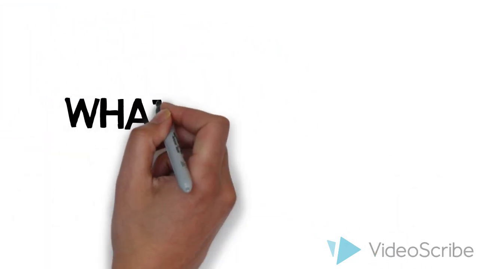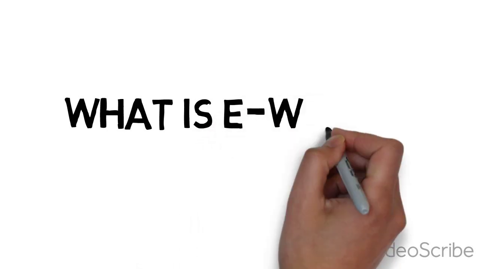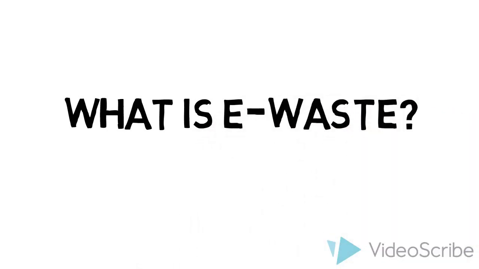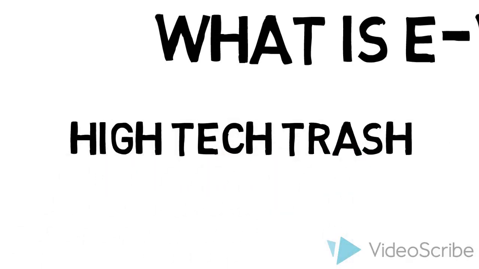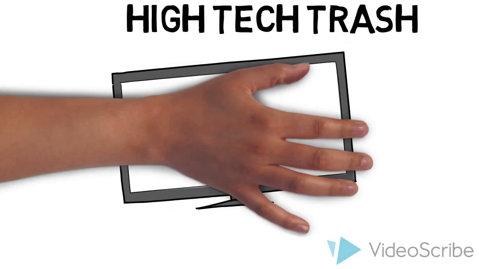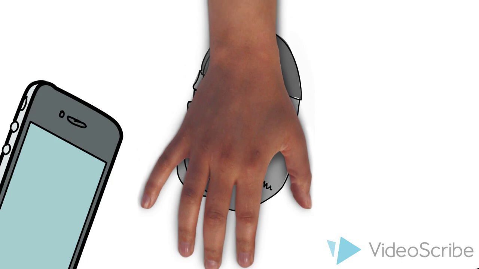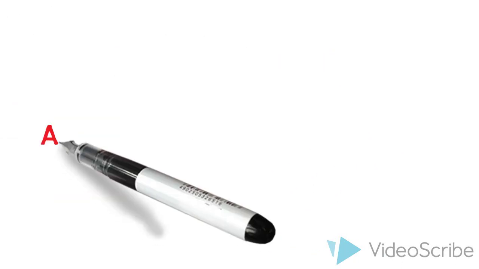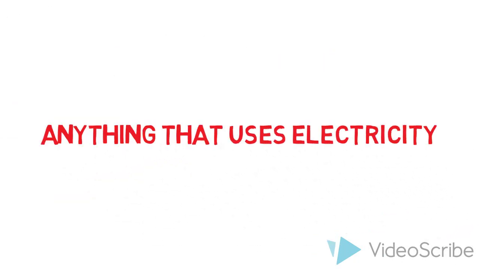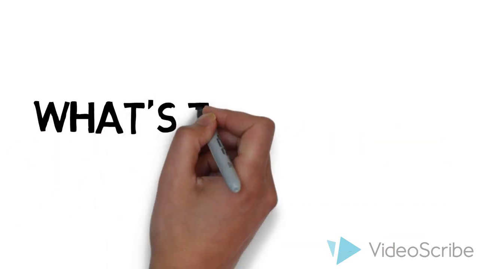So, what is e-waste anyway? Short form for electronic waste, e-waste is unwanted high-tech trash that include TVs, cell phones, printers, tablets, headphones, consoles, basically anything that uses electricity. Well, what's the big deal?